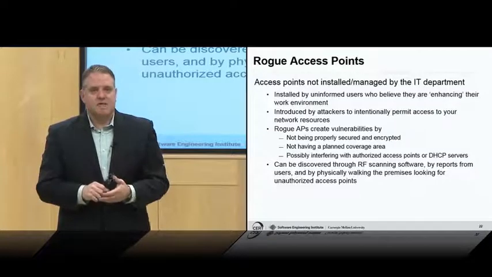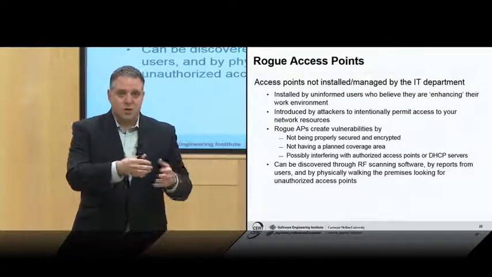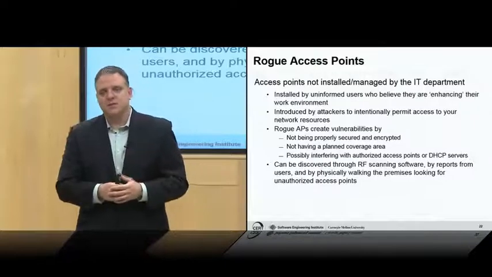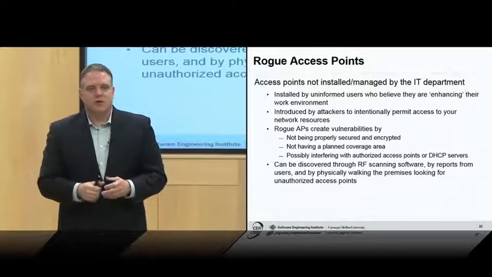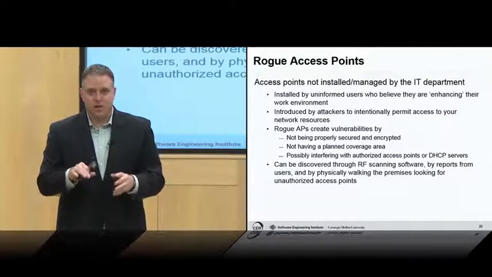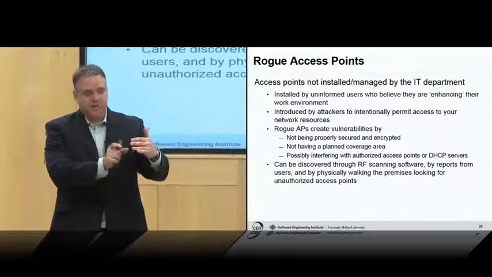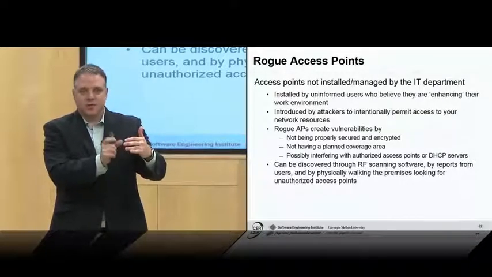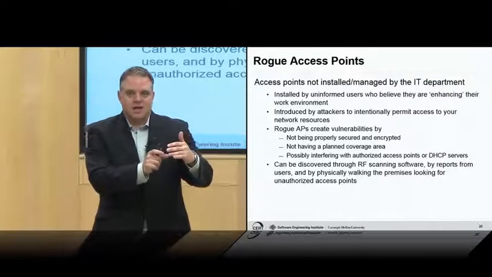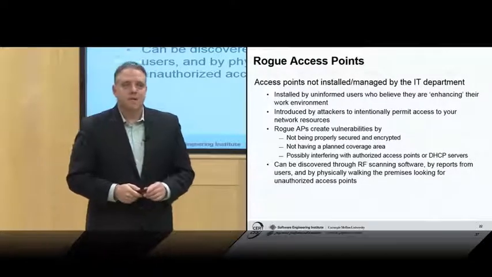The only way to discover these are either through wireless, war walking, war driving concepts, or you can even search for them across the network logically, just looking for DHCP addresses, looking at MAC addresses and saying, oh, yep, this one belongs to a Cisco or a Linksys wireless access device, and then you can go figure out where they plugged it in from there.